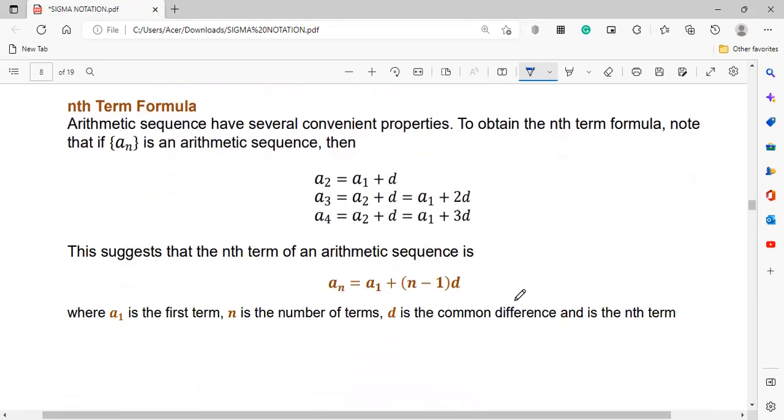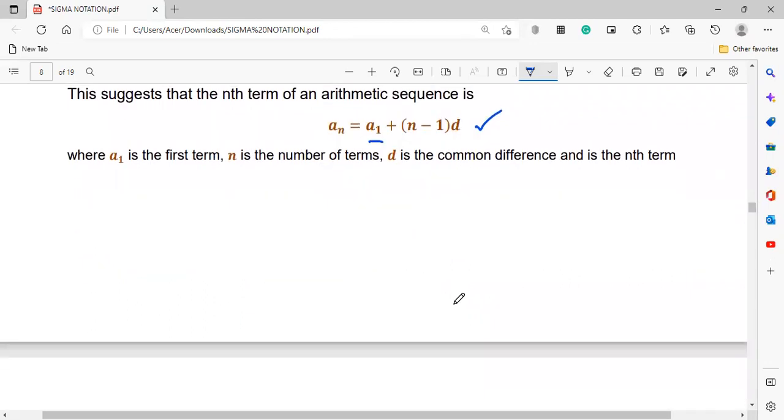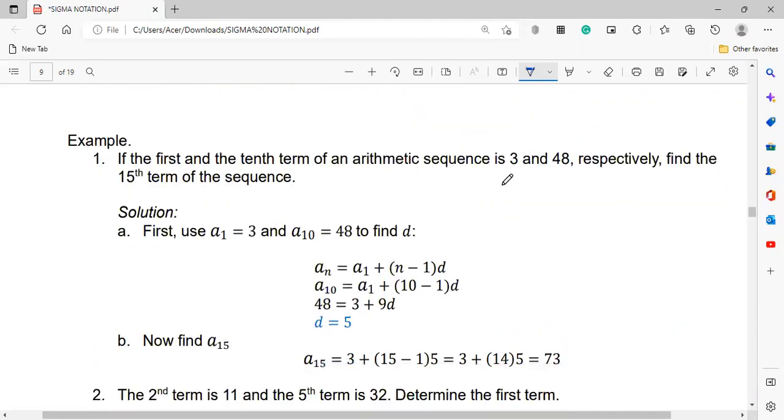Now, what if we're going to find the nth term formula? So the formula in getting the nth term is a sub n equals a sub 1 plus n minus 1 times d, where a sub 1 is the first term, n is the number of terms, d is the common difference, and a sub n is the nth term.